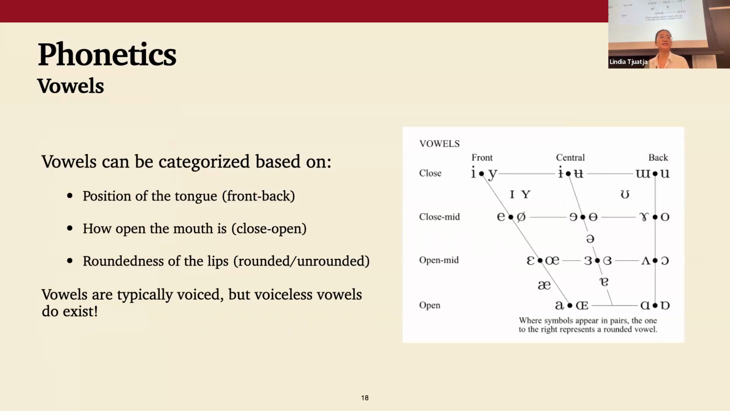Vowels can be categorized in a different way, based on the position of your tongue, how open your mouth is, and the roundedness of your lips. I really like the IPA chart for vowels because it's actually very intuitive. Imagine someone splits you right down the middle like this and then takes a cross section, and that's kind of how you can map the vowels to the vowel chart. Vowels are typically voiced, but voiceless vowels do actually exist.